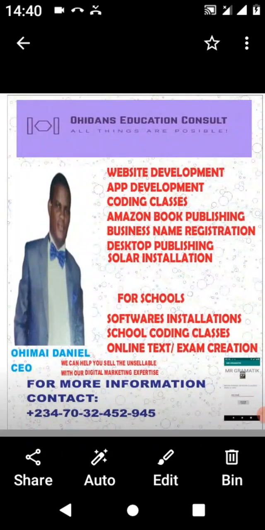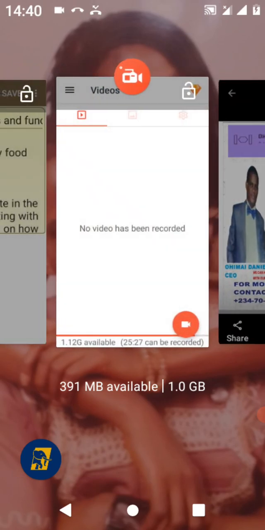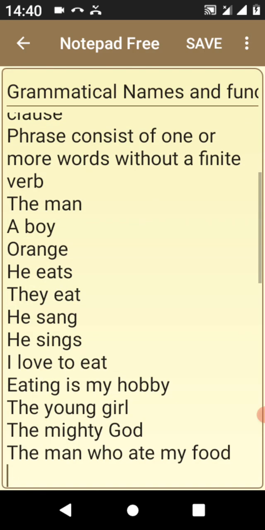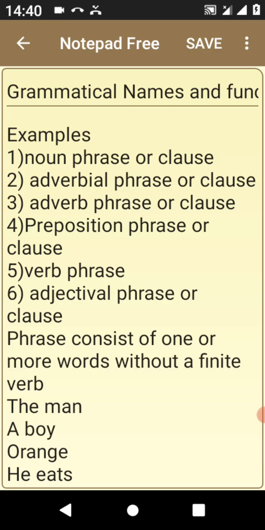Now, we are talking about grammatical names and functions. Remember, in the first class, I made us understand that when the examiner asks you for grammatical names and functions, what it is actually asking is the noun phrase or clause, verbal phrase or clause, adverb phrase or clause, preposition phrase or clause, verb phrase, then adjectival phrase or clause. We also learned in our first lesson that the difference between a phrase and a clause is that a phrase does not have a finite verb.